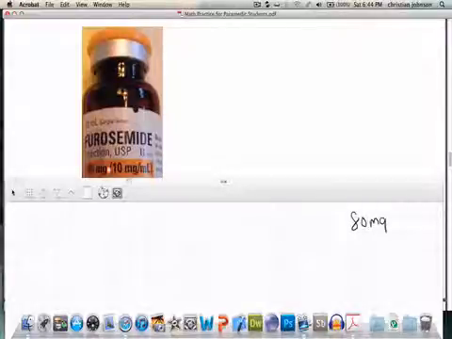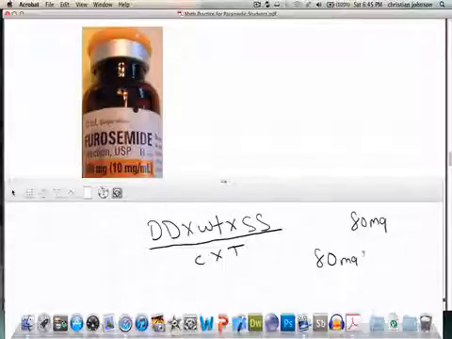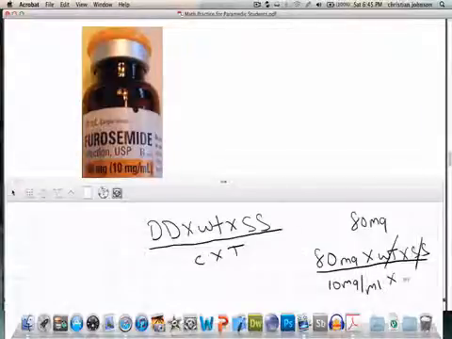We see from here that this Lasix is packaged 10 milligrams per ml. It's got 100 milligrams in 10 mLs. So using our formula again, I'm gonna write it down because we gotta memorize that. Desired dose times weight times solution set over concentration and time. Our desired dose is 80 milligrams. We don't need weight because it's not weight-based, and we don't need a solution set because it's not a drip, so we can cancel those two out. Our concentration is 10 milligrams per ml, and we don't need time.